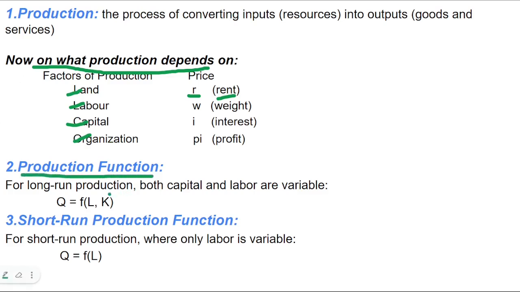For long run production, both capital and labor are variable. Suppose we have function f. If we give two parameters L and K, we find output Q. Here Q is our total product. But remember, for short run, K is fixed. Our capital is fixed. So for short run, only labor is our variable. So for short run production function, Q equal to F of L.